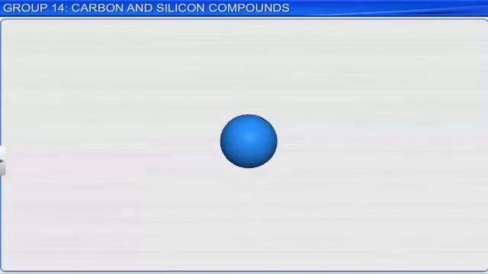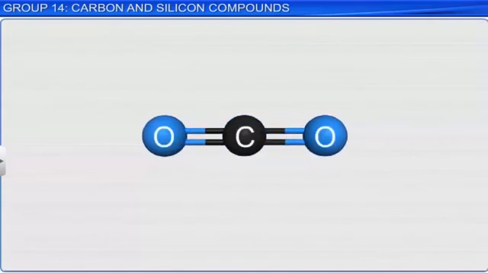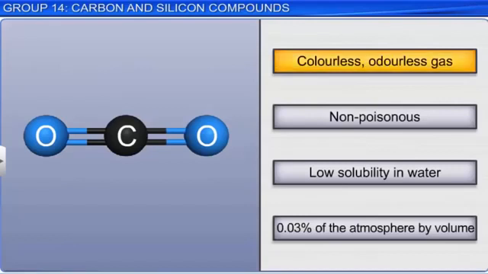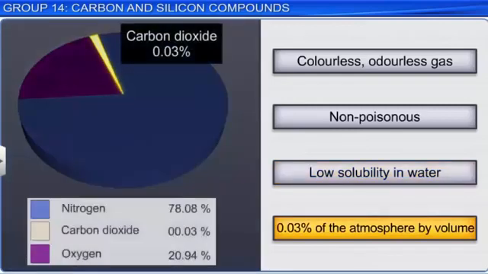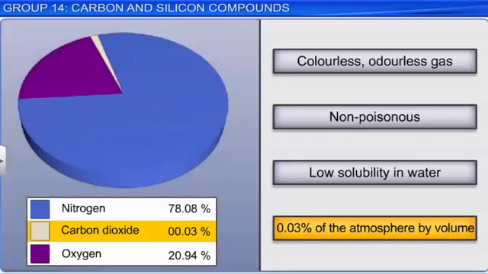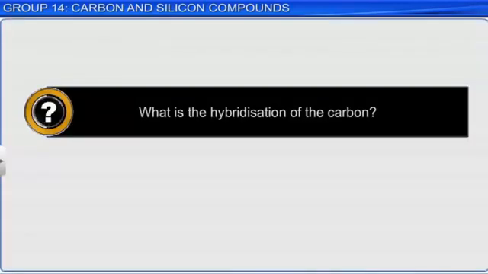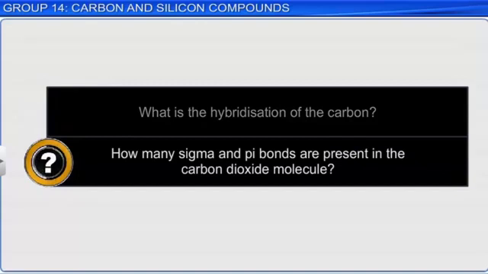Now let's turn our attention to carbon dioxide. Carbon dioxide is also a colorless, odorless gas, but it is non-poisonous. It has very low solubility in water. By volume, 0.03% of the Earth's atmosphere is carbon dioxide. Try to answer this problem on your own before proceeding. Consider the carbon dioxide molecule. What is the hybridization of the carbon? How many sigma and pi bonds are present in the molecule?